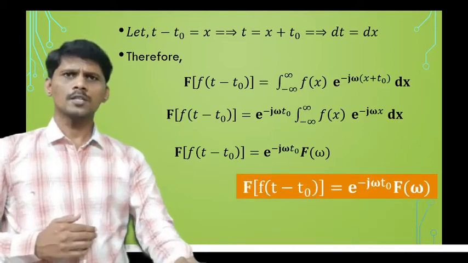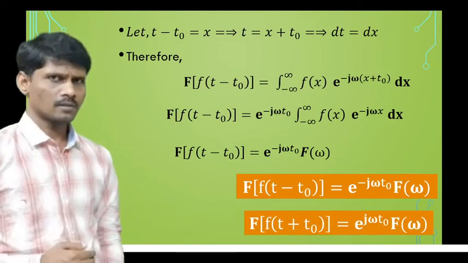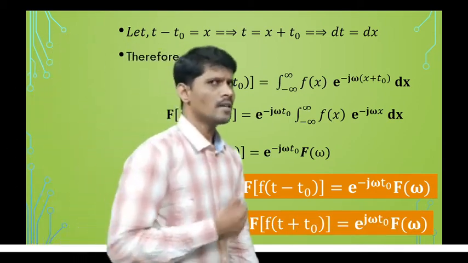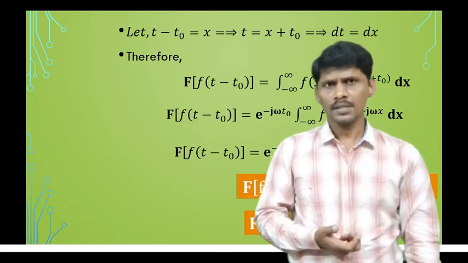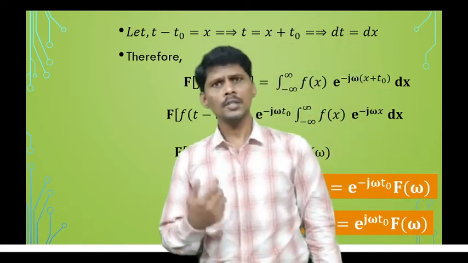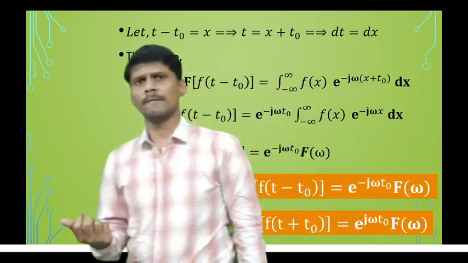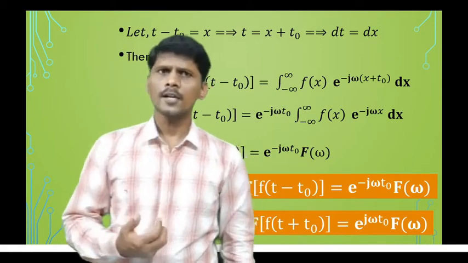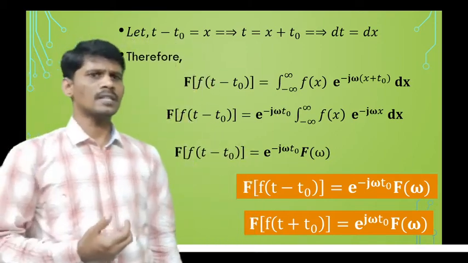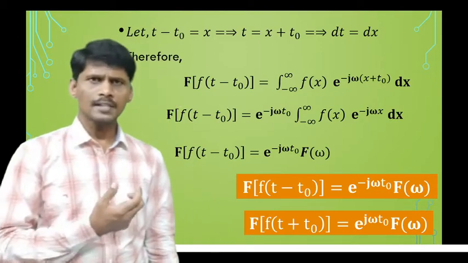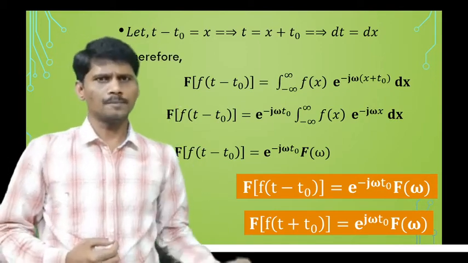Similarly, consider the Fourier transform of f of t plus t naught. f of t minus t naught is the right shifted signal, and f of t plus t naught is the left shifted signal. Similarly, the Fourier transform of f of t plus t naught is e power j omega t naught into F of omega.